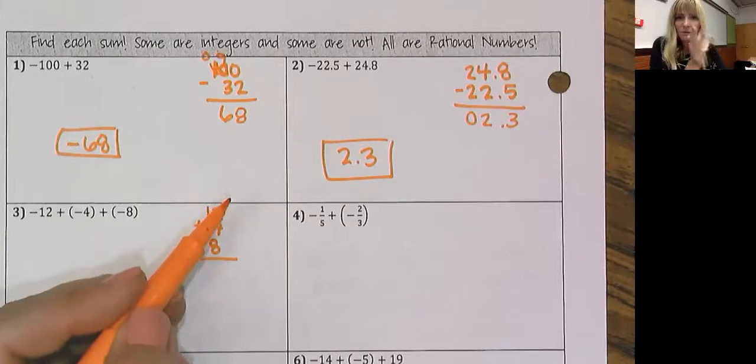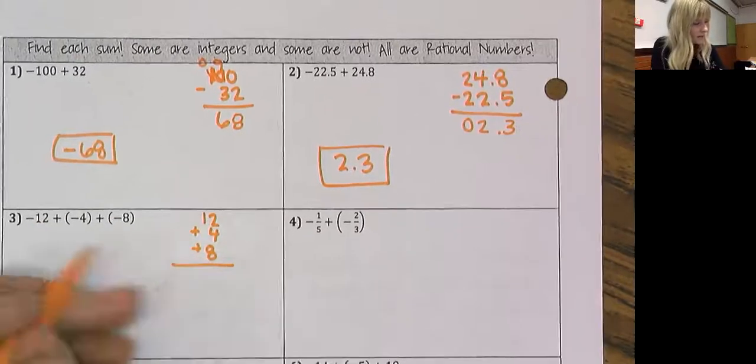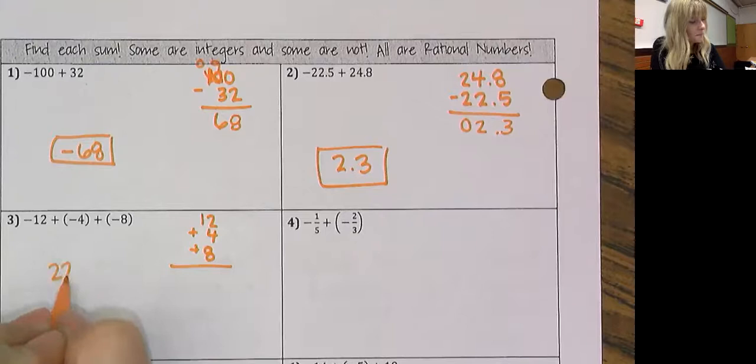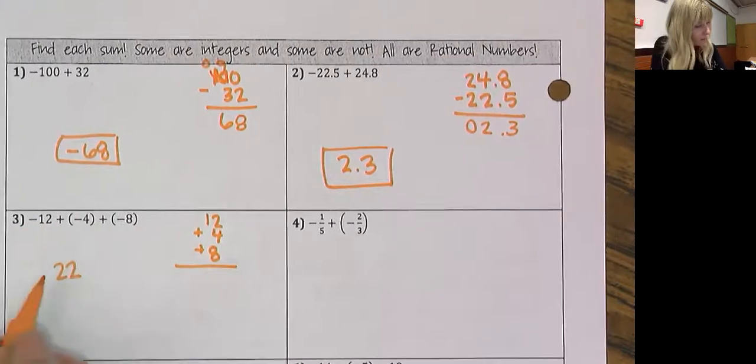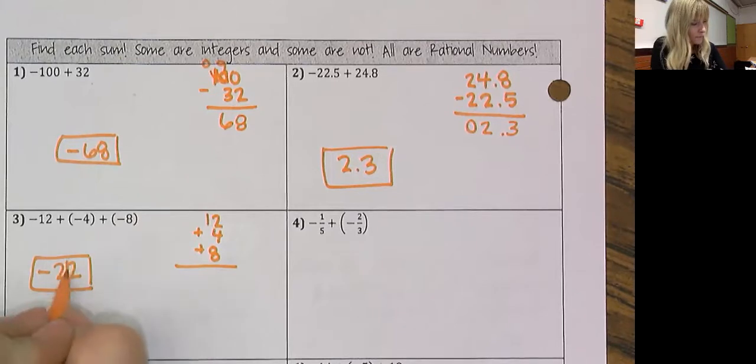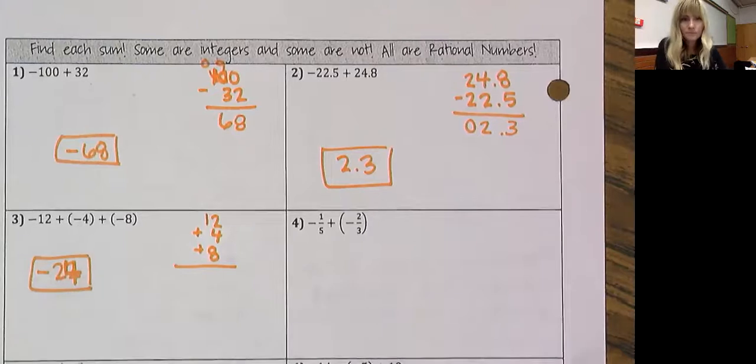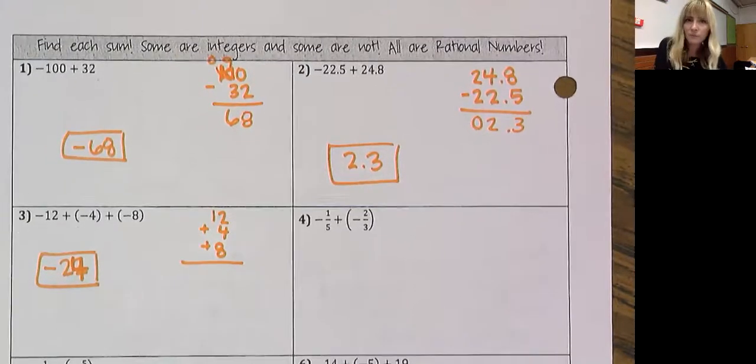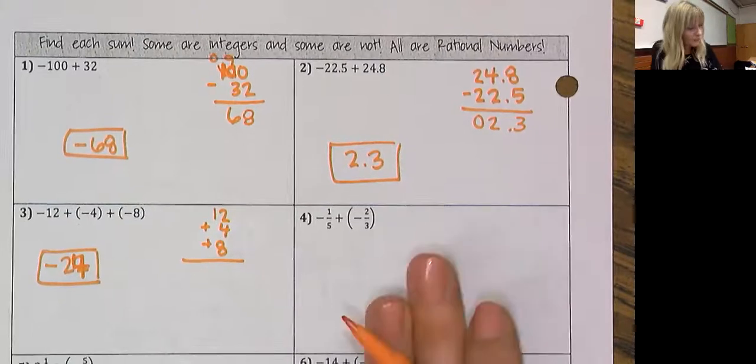I love to use my fingers. Use your fingers whenever you want. 16 plus 8 is what, 22? Same signs add, keep the common sign. 24, Miss McGowan. Math is a mistake-making, risk-taking adventure. Negative 24. Okay, a fractions example.